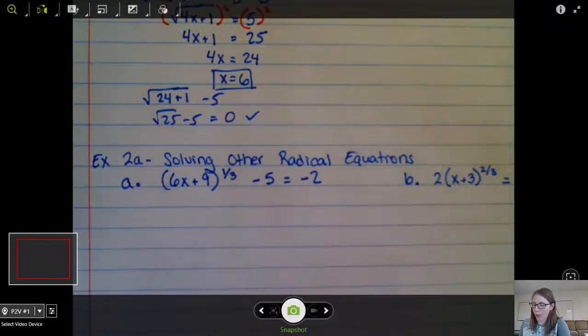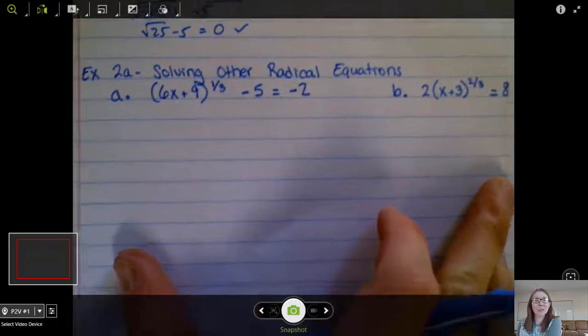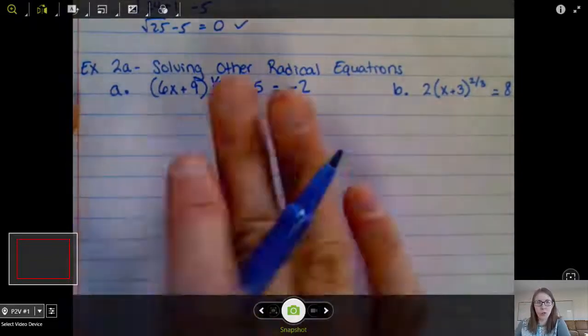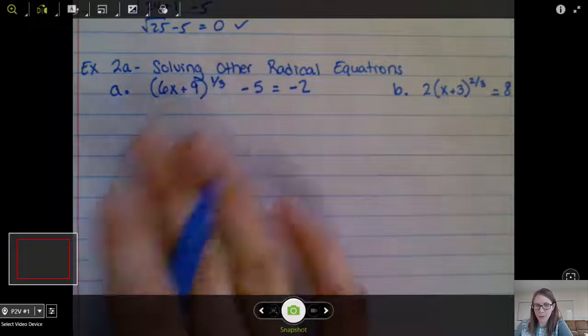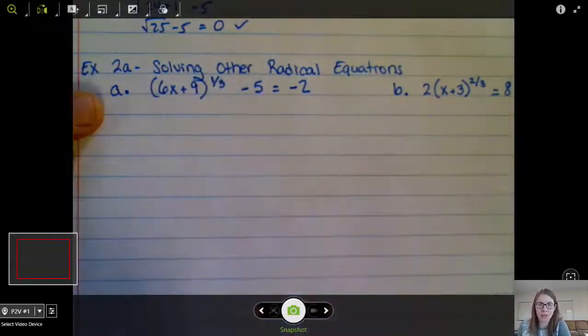In example 2a, we are going to solve some other radical equations where it's not just a square root. Okay, so I have two problems that I'm going to do here. First problem, (6x + 9)^(1/3) - 5 = -2.